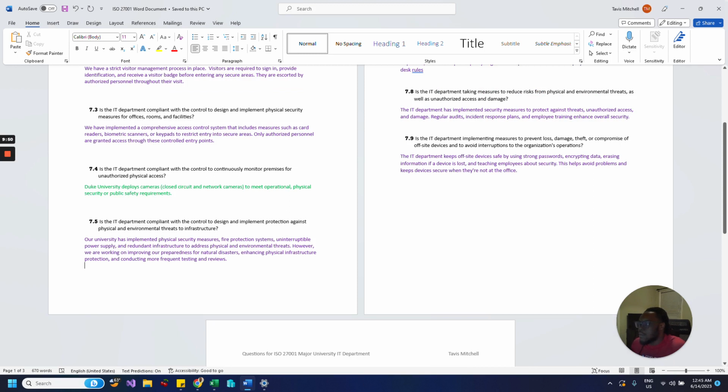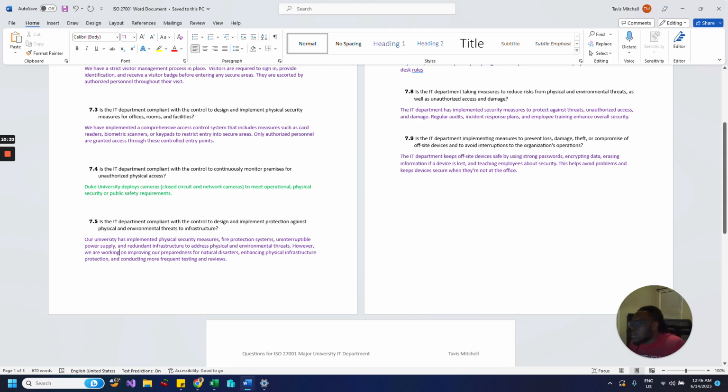7.5. Is the IT department compliant with the control to design and implement protection against physical and environmental threats to infrastructure? This was one that they weren't all the way compliant with. Okay. So what the AI told me was our university has implemented physical security measures, fire protection systems, uninterruptible power supply, and redundant infrastructure to address physical and environmental threats. However, we are working on improving our preparedness for natural disasters, enhancing physical infrastructure protection, and conducting more frequent testing and reviews. So they are working on improving that.